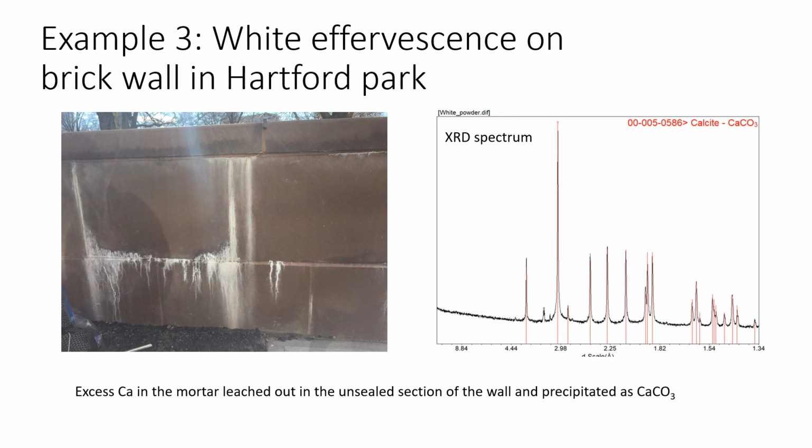We concluded that the mortar used in the seams of the wall contained excess calcium hydroxide, which leached out in the section of the wall that was not insulated. Upon contact with the atmosphere, the alkaline calcium hydroxide reacted with carbon dioxide, forming calcium carbonate or calcite. As there was no easy remedy for this problem, the city decided to go back to the contractor and rebuild the faulty section of the wall.